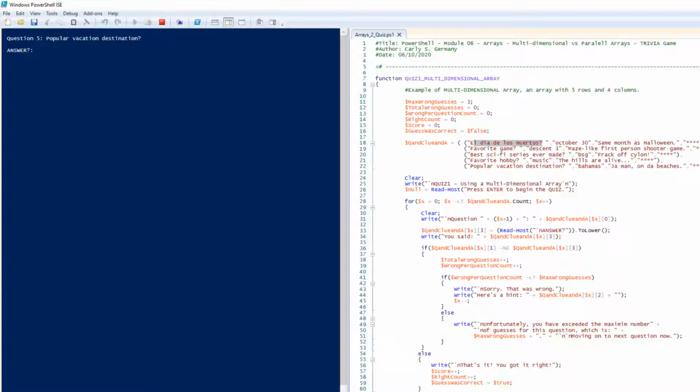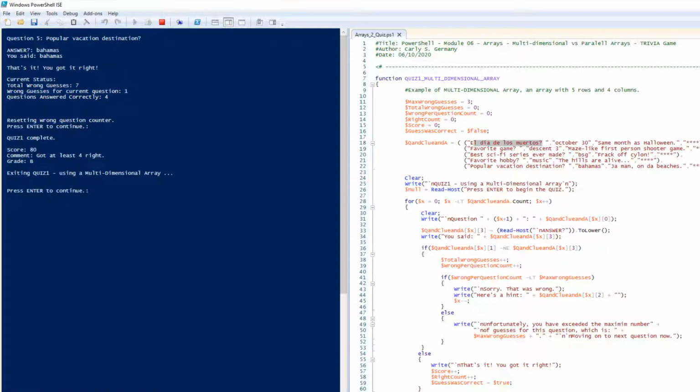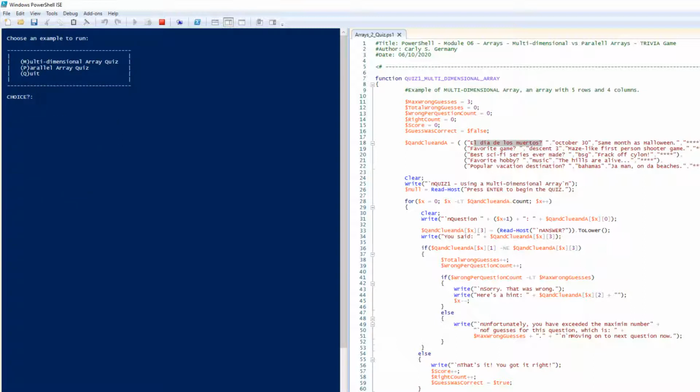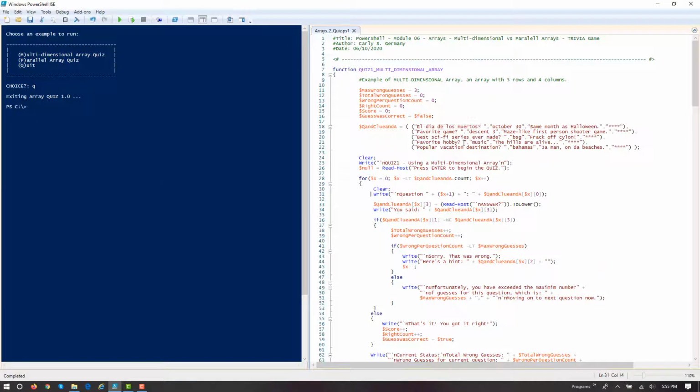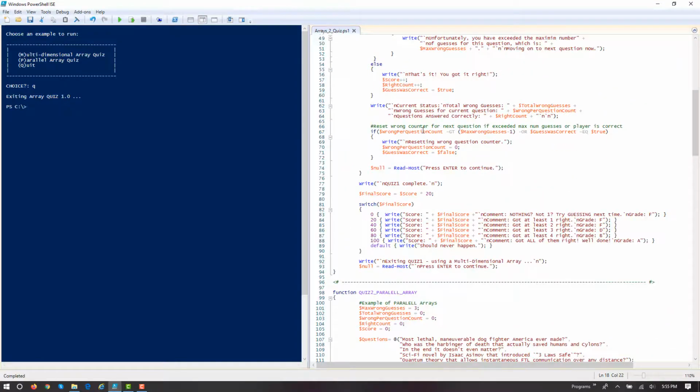Popular vacation destination, Florida. Hint, Jammin on the beaches. So, okay, that's it. You got it right. So I answered 4 out of 5 questions correctly. My total wrong guesses was 7. I only got 1 wrong guess on this question. So logically, it does what we want, right? And then I get my final score. I got a B, right? An 80, a B. Got at least 4 right. Okay. So, I'm going to go ahead and quit that. So, that's a trivia game with a multi-dimensional, in this case a 2-dimensional array.